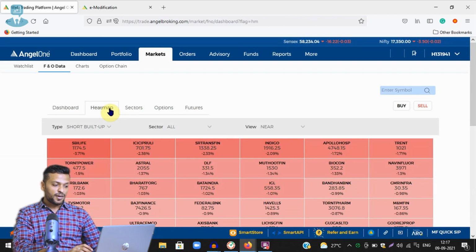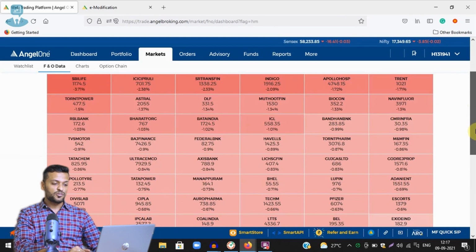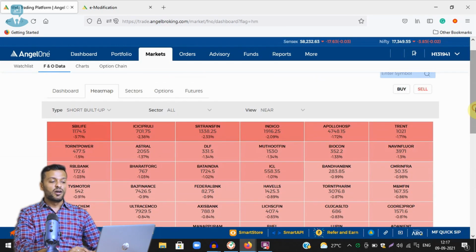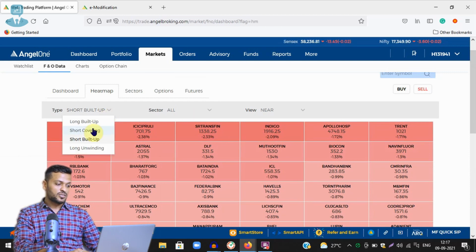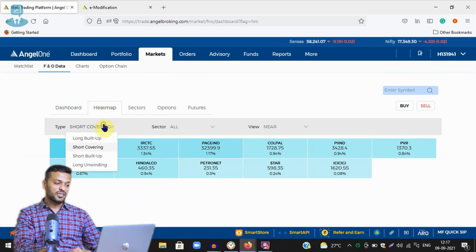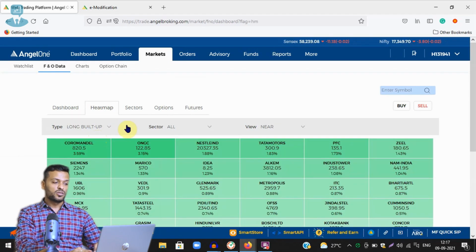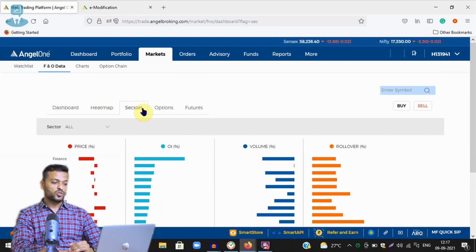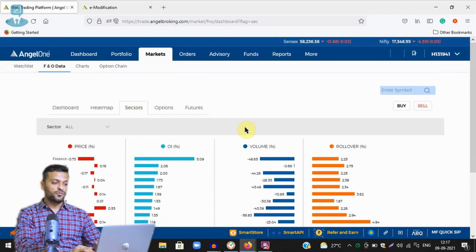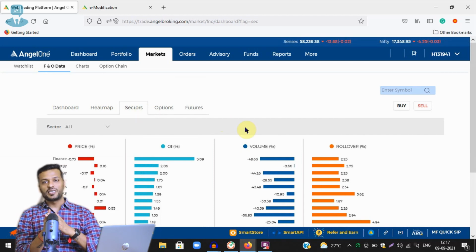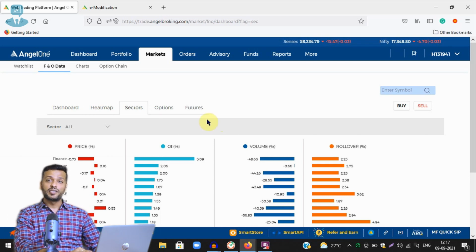You can have a heat map which basically tells you that these kind of shares are trading in green, or these are trading in red. You have short build up, you can see short covering shares here. You can keep changing the tab and see more data on the screen. It also shows you the sectoral performance for the day, which sector is performing in a bullish way, which sector is performing in a bearish way. Each and every data can be seen here.